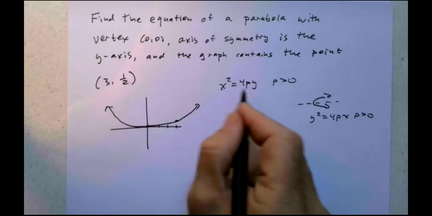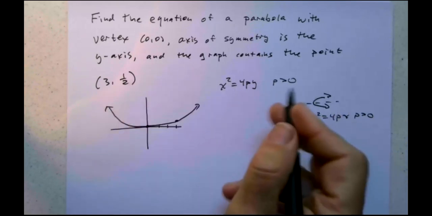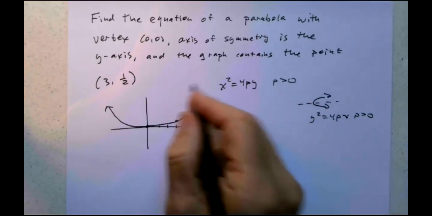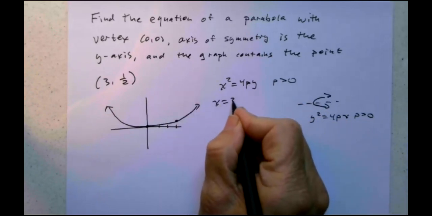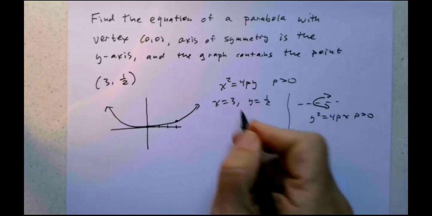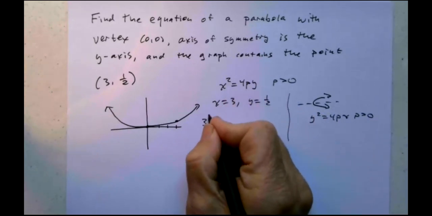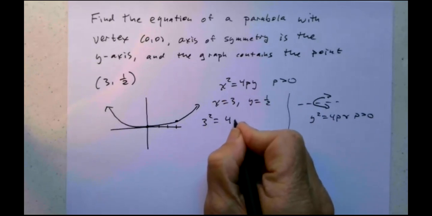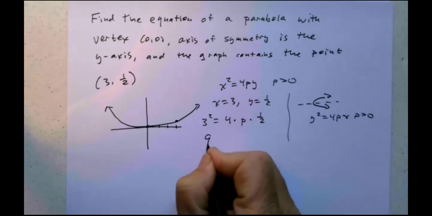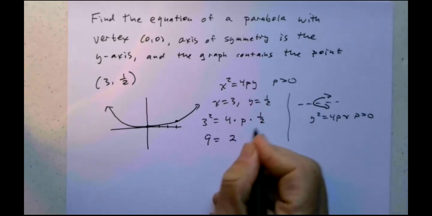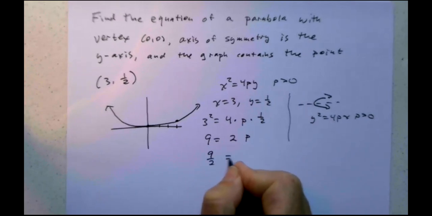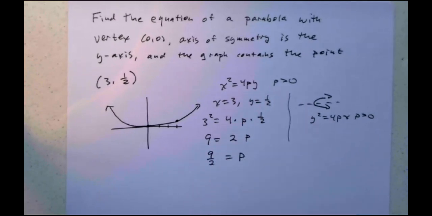So fine, I know x squared is 4py. I know the vertex is (0, 0). Great, so I'm not shifting anything around. All I've got to do is solve for p. So fine, let x equal 3 and let y equal 1/2, and let's do our analysis. X squared, 3 squared, equals 4 times p times y, times 1/2. 9 equals 4 times 1/2, which is 2, times p, divided by 2.